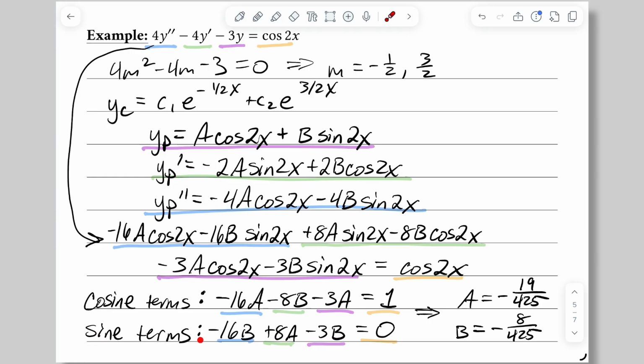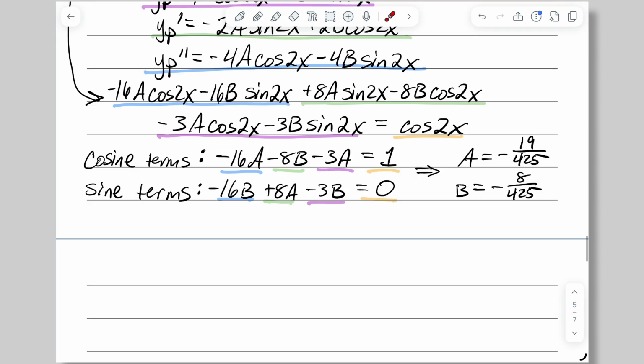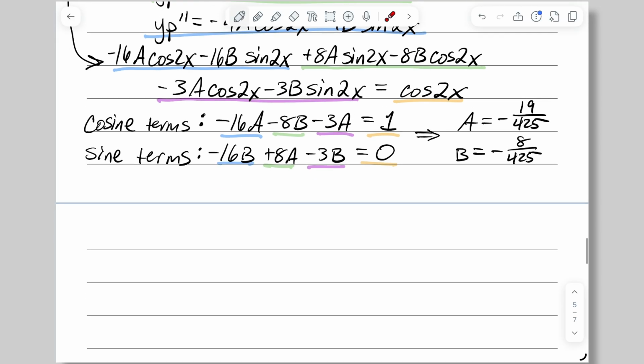Equating all the coefficients on the sine terms gives us negative 16b plus 8a minus 3b equals 0, because there was no sine term to begin with. Solving that system of equations is going to give us a equals negative 19 over 425 and b equals negative 8 over 425. So y is equal to, again, yc plus yp.